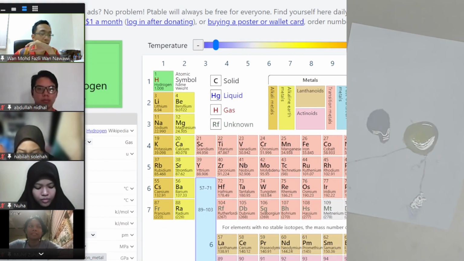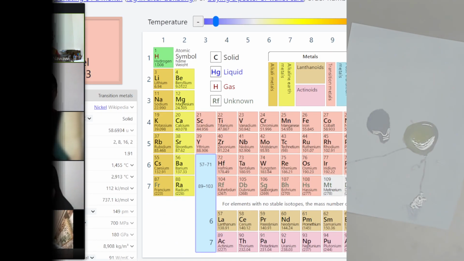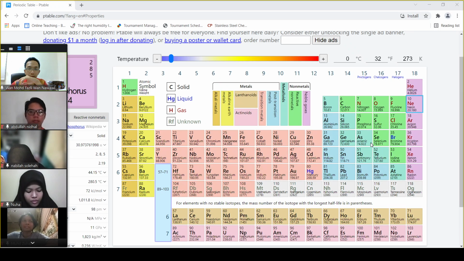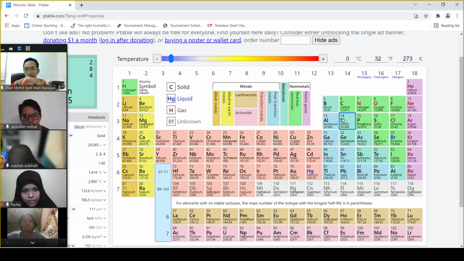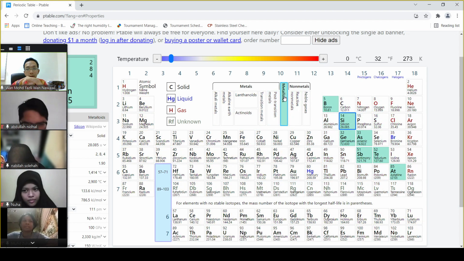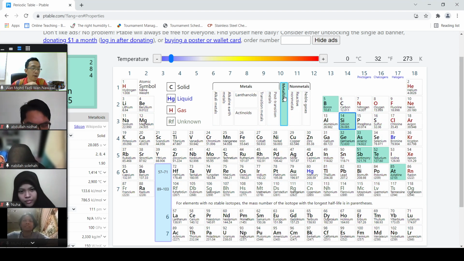Okay, let me close this first for a while. So you can see this silicone is here, in this metalloid. So you see the metalloid, right? Silicone is a metalloid, meaning that it has both metal and non-metal properties.